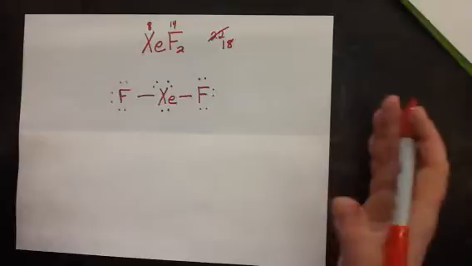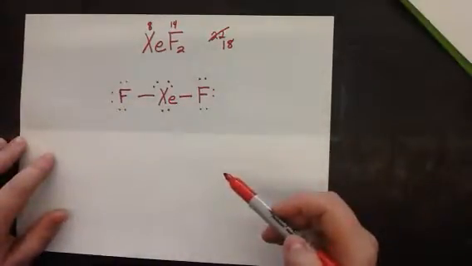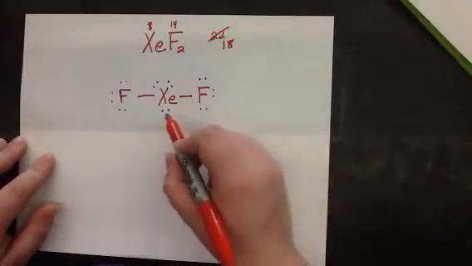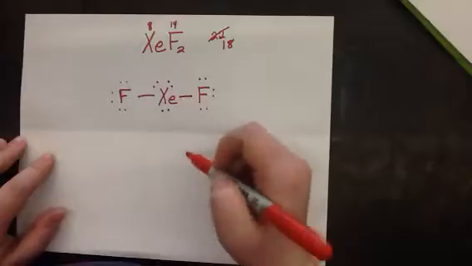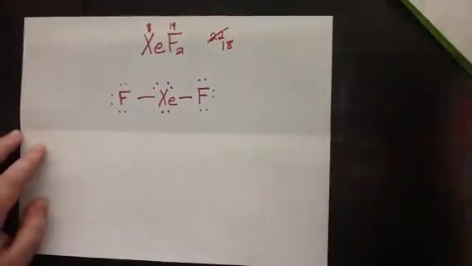We can't rearrange to give everything an octet because the fluorine already has the 8 electrons and xenon has more than that. So in this case, the center atom, the xenon, has more than the 8 electrons that we usually get with the octet rule.